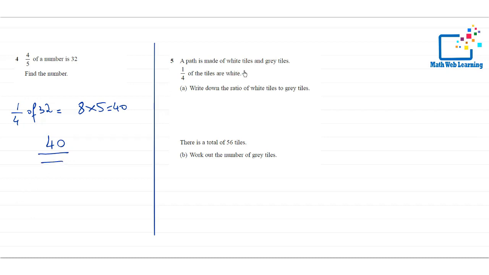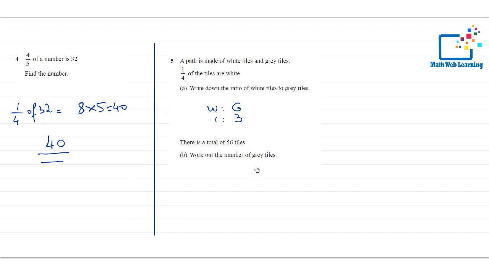A path is made of white tiles and grey tiles. Quarter of the tiles are white. Write down the ratio white to grey. So white to grey is going to be 1 to 3.